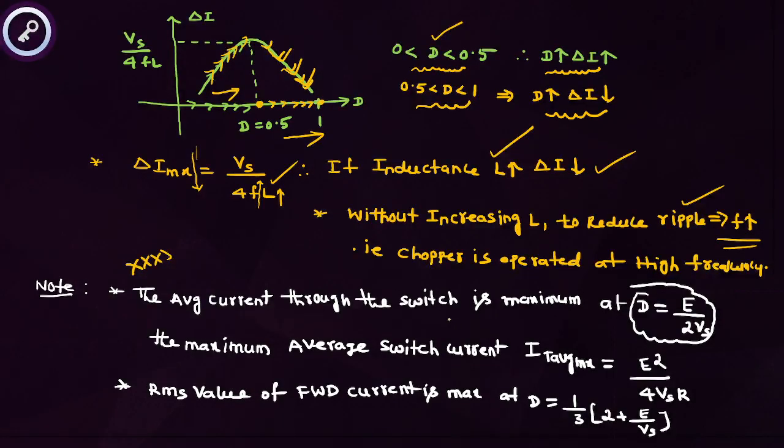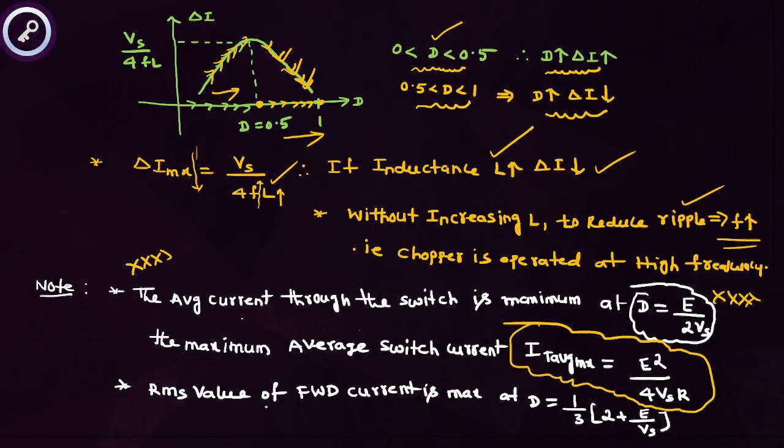Then what is the average current through the switch? The average current through the switch is maximum at duty cycle E by 2Vs. At what duty cycle is the average current through the switch maximum? Very important formula, still not framed in questions, but we can expect it. At duty cycle E by 2Vs. What is the maximum average switch current? E square by 4VsR. Important formula, students: E square by 4VsR.